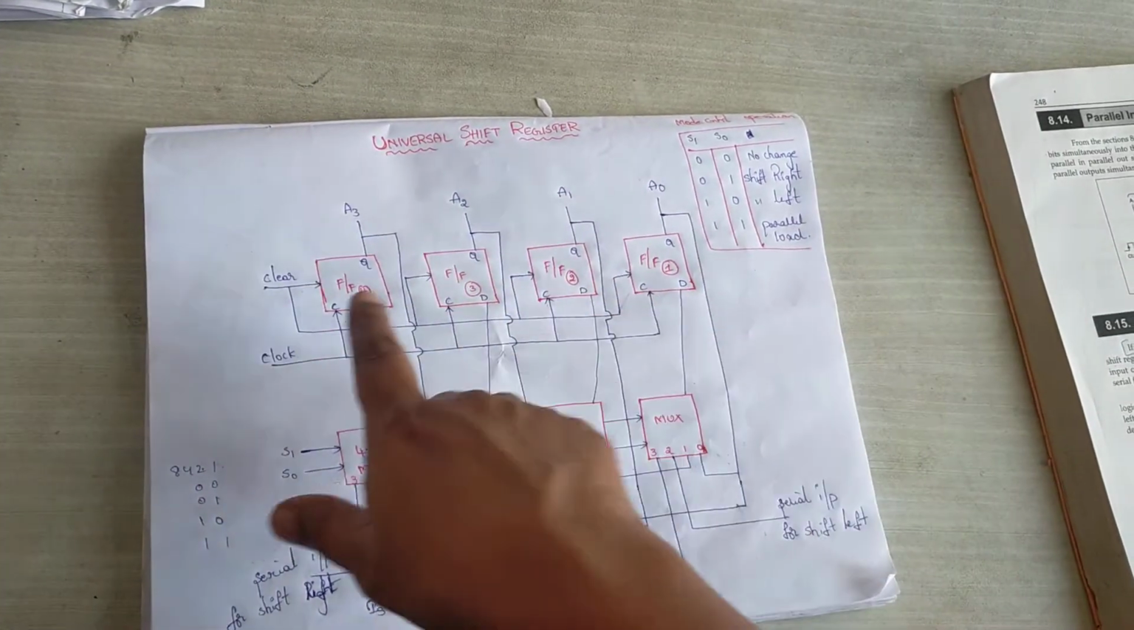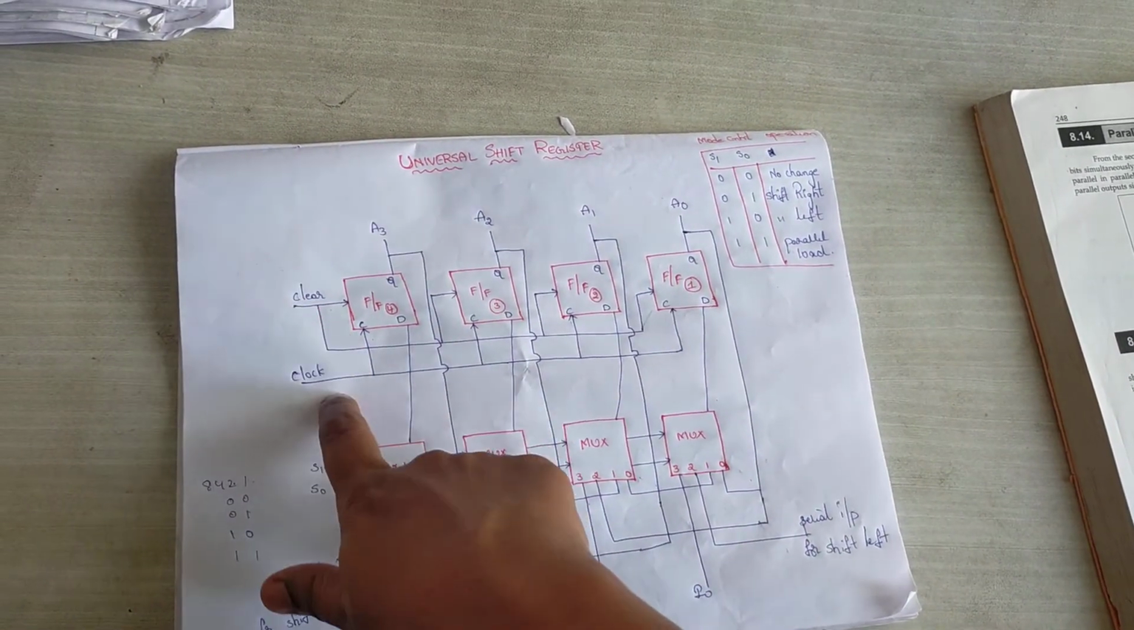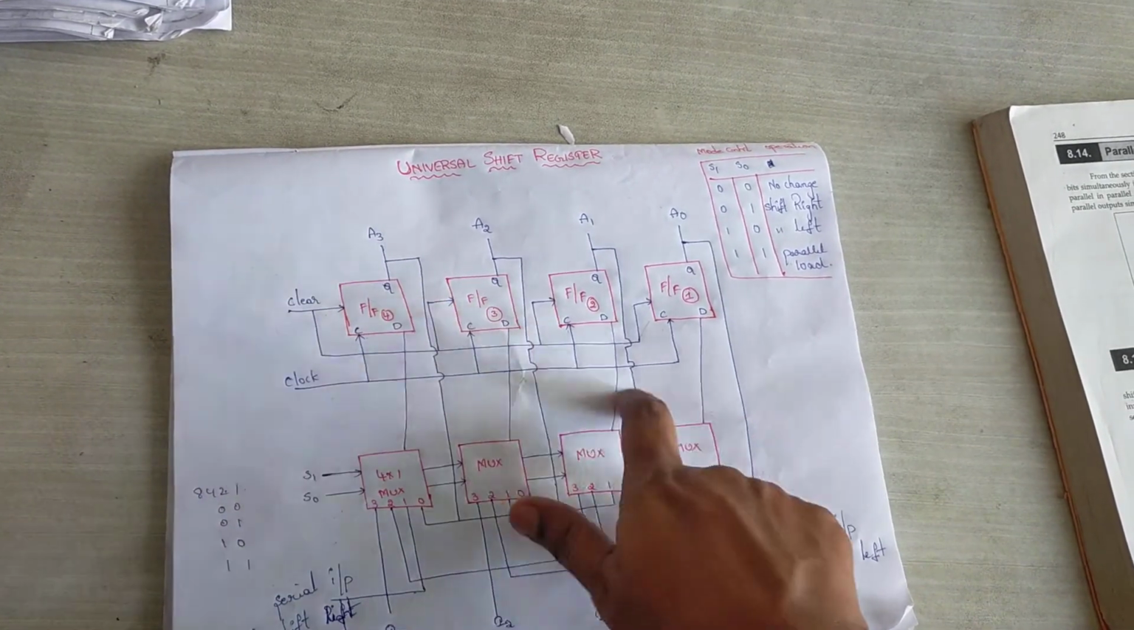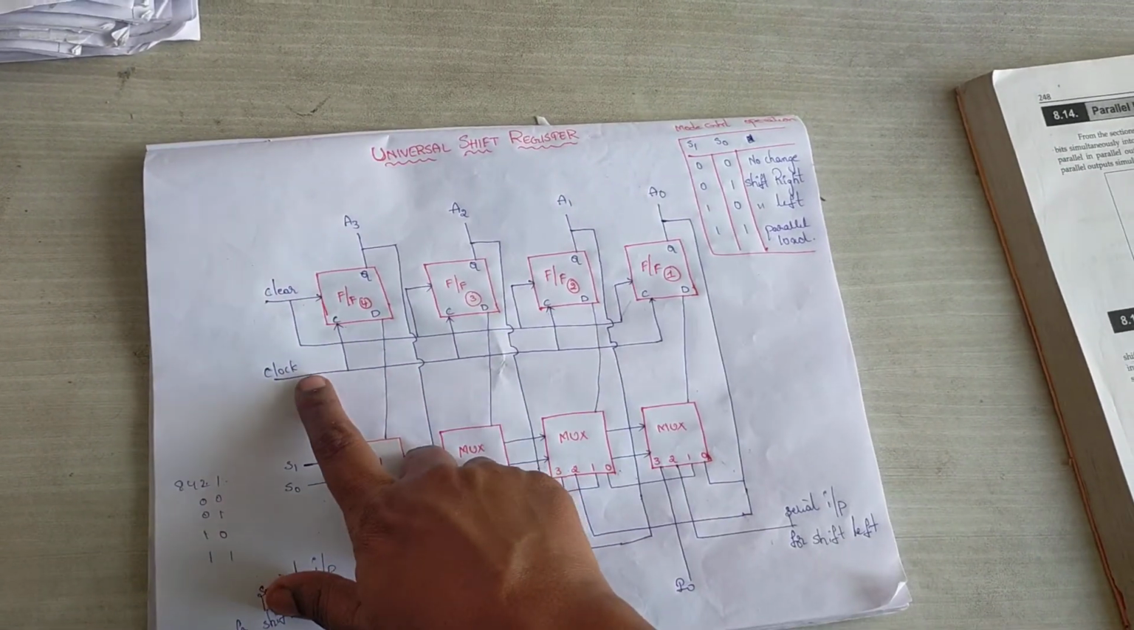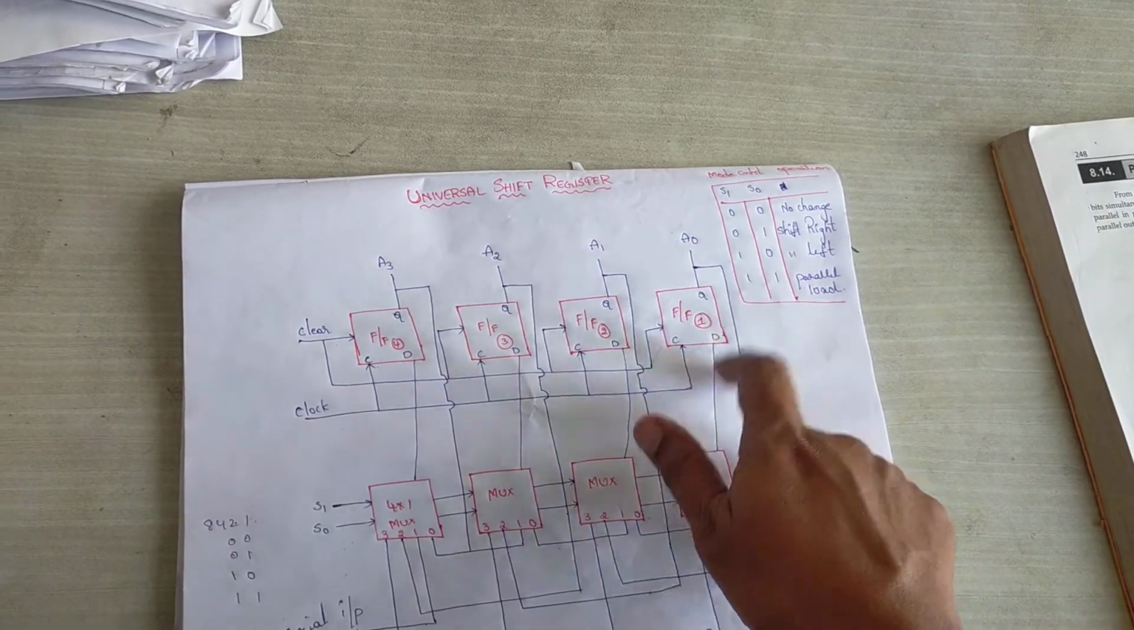This will be reset by enabling this clear input. And the next one is clock. Clock and clear both are connected to all the flip-flops. Next one is clock. So it is the synchronous clock applied to all the flip-flops.